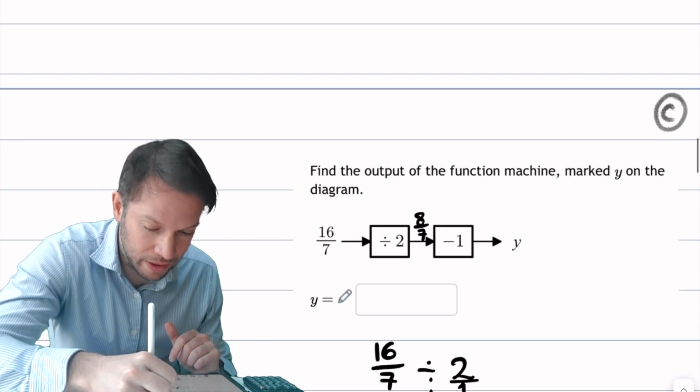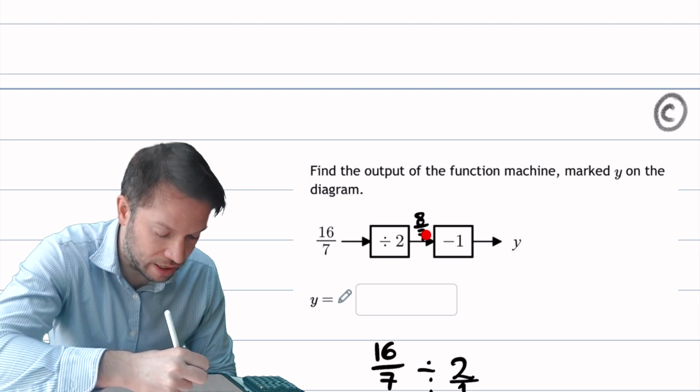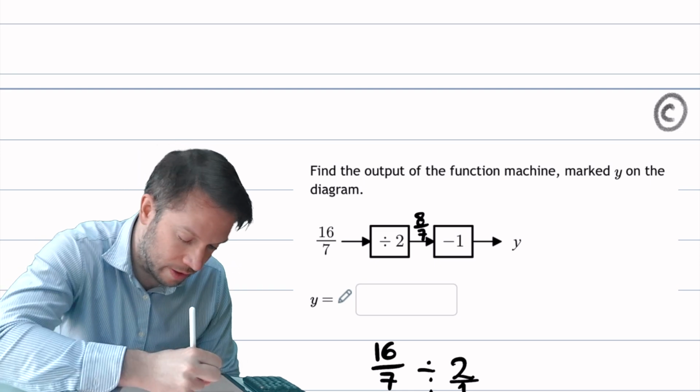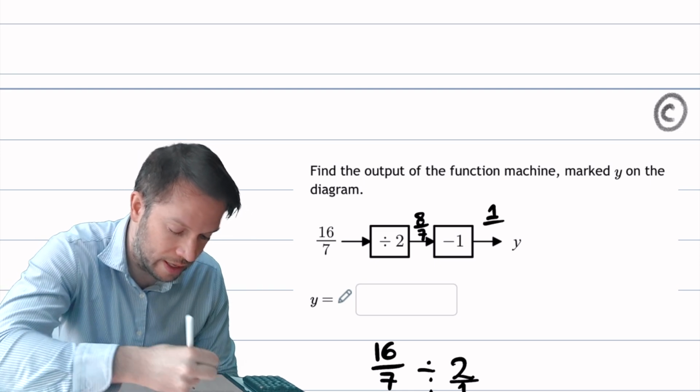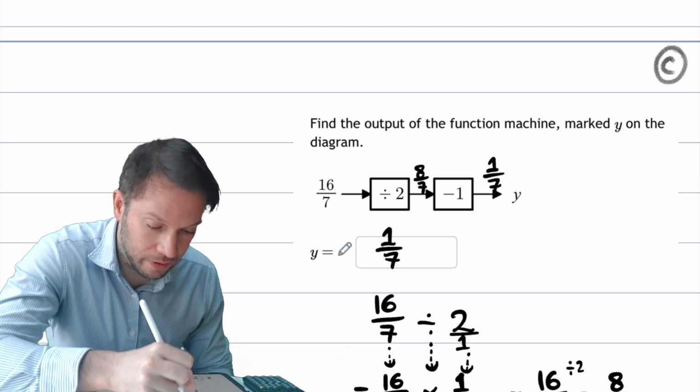So this number being spat out of this function machine, because I did 8/7, I subtracted the 1 from it, what it's spitting out is 1/7, and that means that y there at the end is 1/7. So that is the final answer.